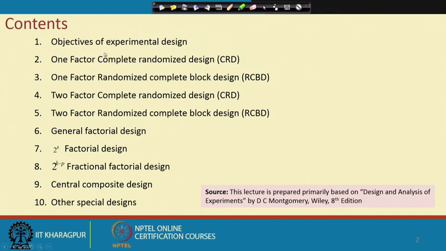Contents of today's presentation are objective of experimental design, one factor complete randomized design, one factor randomized complete block design, two factor complete randomized design, two factor randomized complete block design, general factorial design, 2 to the power k factorial design, 2 to the power k minus p fractional factorial design, central composite design and other special design.